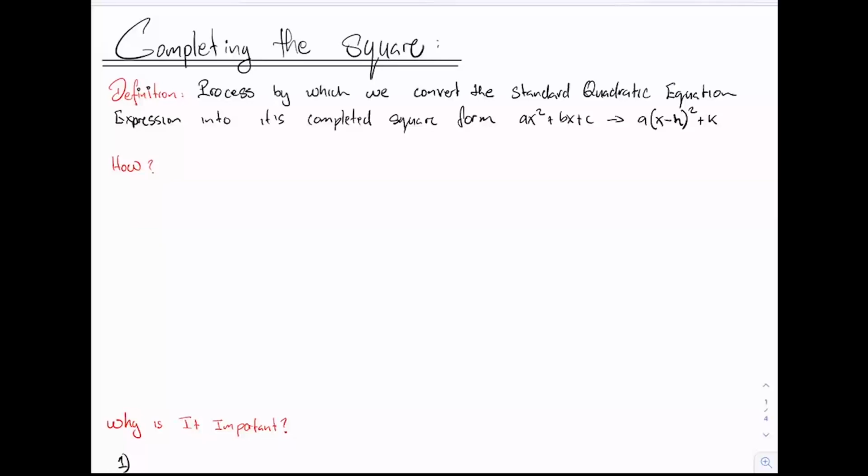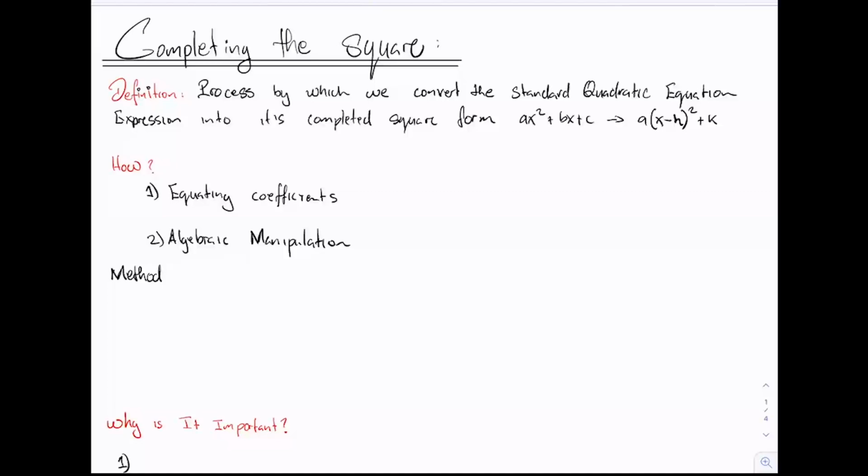There are two methods. First is what we call equating coefficients, and the second method is what we call direct algebraic manipulation. In this video, we'll be looking at the method of equating coefficients.